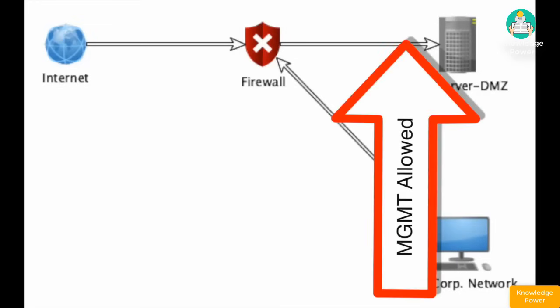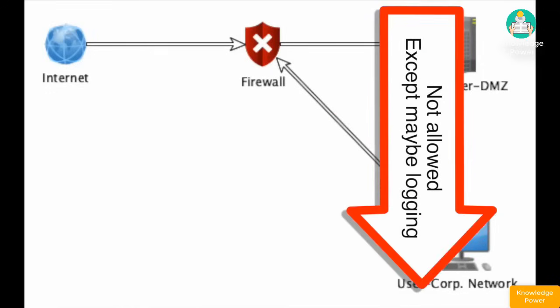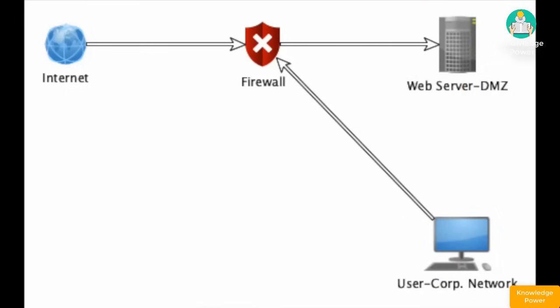Management traffic, such as SSH for Linux or Remote Desktop Protocol or RDP for Windows, should only be allowed from the internal network. The DMZ server should not be allowed to communicate with the LAN except in very controlled circumstances, like allowing logs to be sent to a log server.